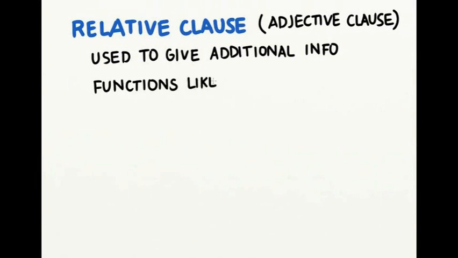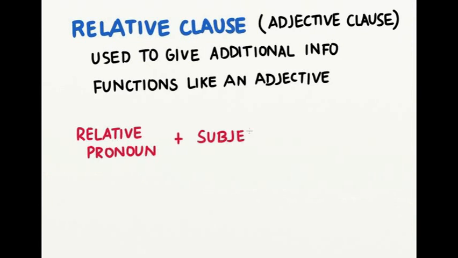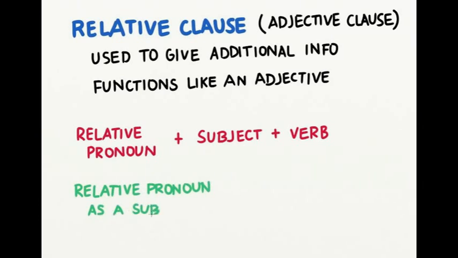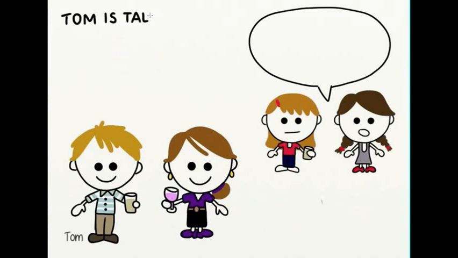Relative clauses can also be called adjective clauses. They are used to give additional information, and they function like an adjective. The formula is relative pronoun plus subject plus verb, or relative pronoun as a subject plus the verb. Let's look at this example.